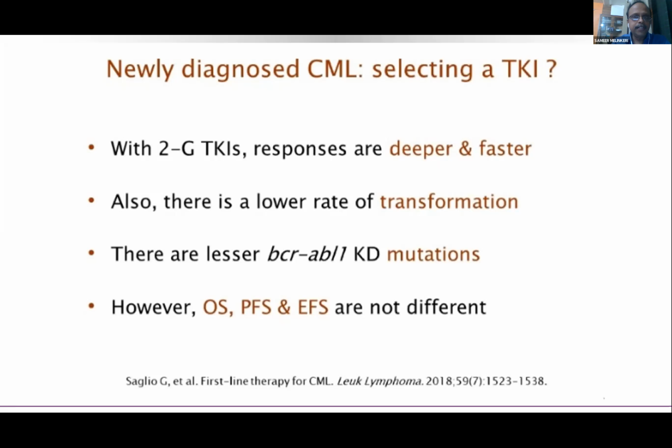So why second generation TKIs? Because the responses are deeper and faster. There is also a lower rate of transformation and lesser kinase domain mutations. However, as we know, the OS, PFS, and EFS are not different.